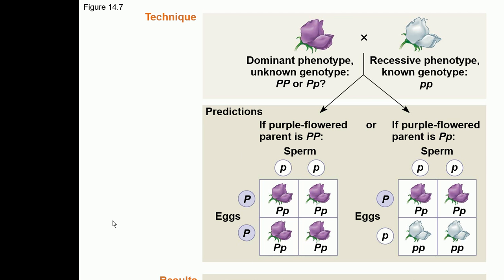So if all the plants are purple, it means that this plant is pure. But if the plant is heterozygous and it crosses with this plant, then 50% will be purple and 50% will be white. So if you get this kind of a result, it means that this plant is heterozygous. This plant is heterozygous purple.